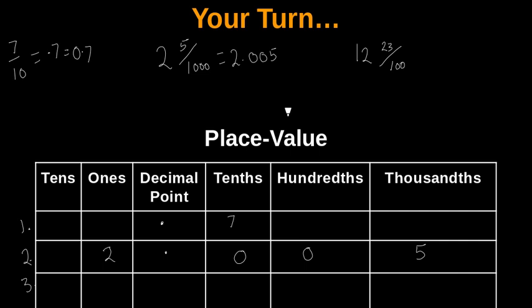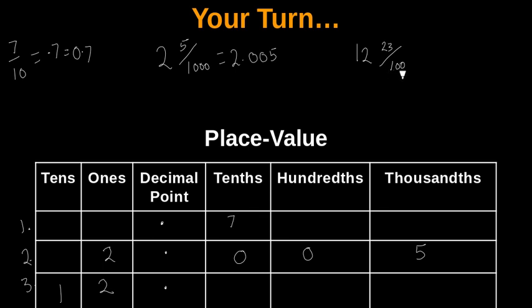So 12 is a whole number. We have to fix that in the place value belonging to whole numbers. We have 1 and 2 in 12. So 2 will be in the ones place and 1 will be in the tens place. Then we fix in our decimal point so that we can begin to work on the fraction.